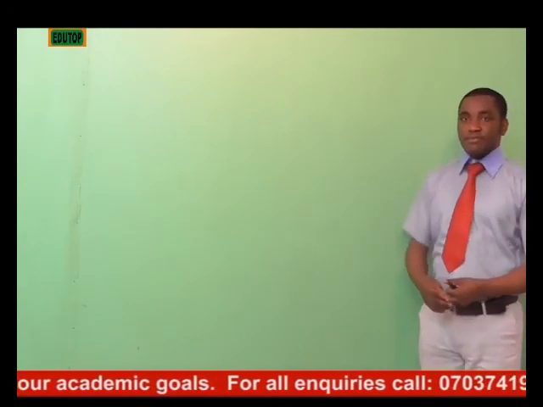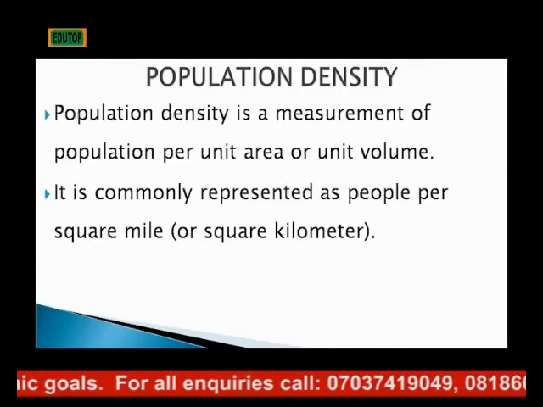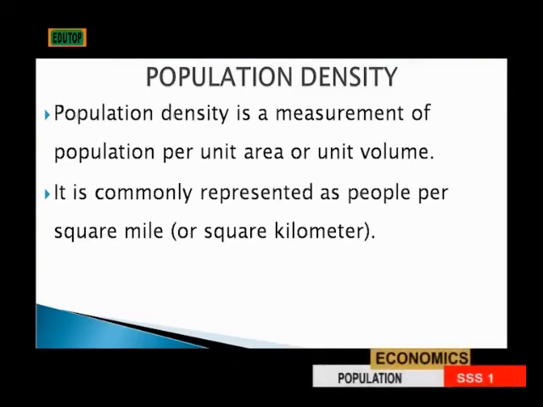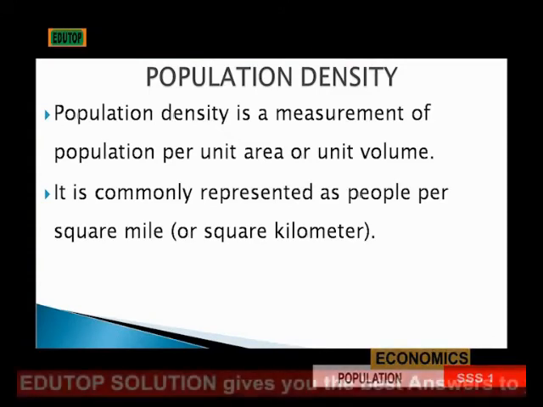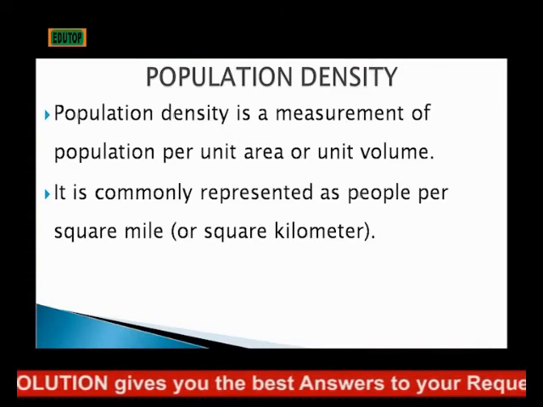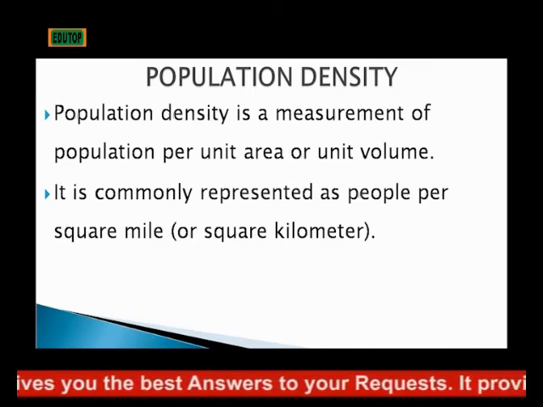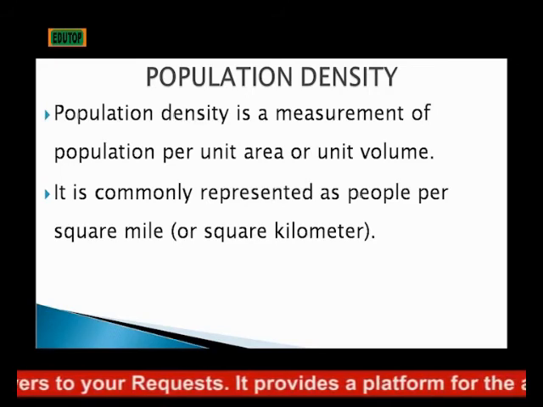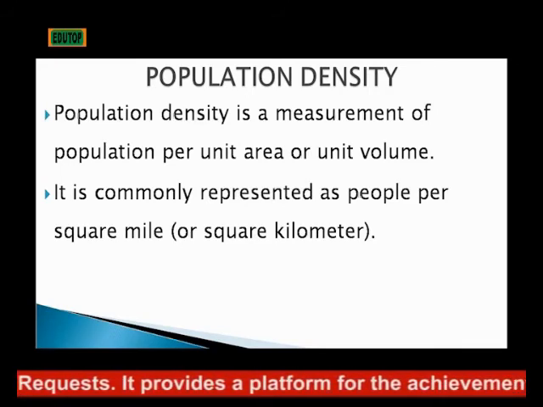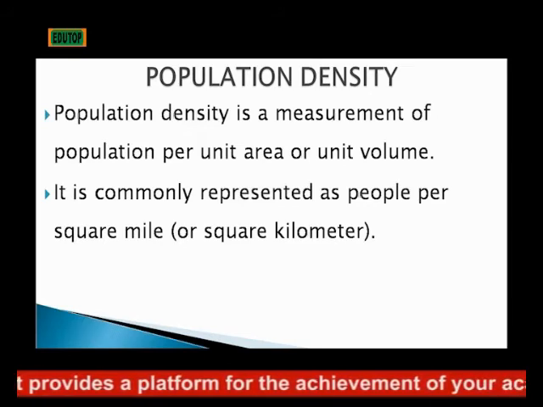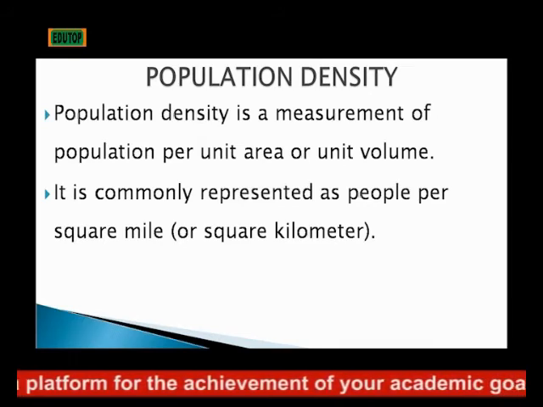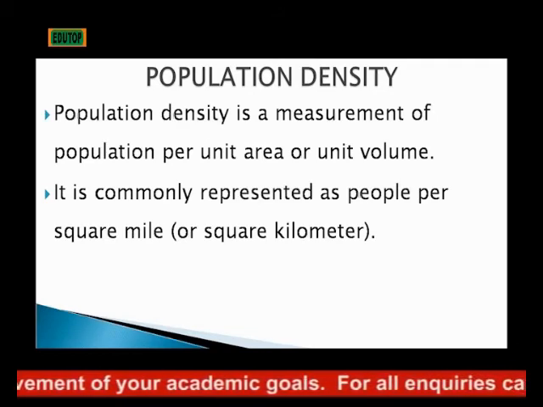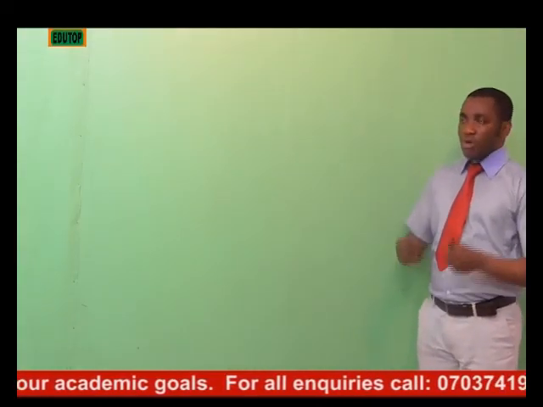Now, population density. When we talk of population density, we are talking of the measurement of population per unit of area or unit of volume. It is commonly represented as people per square mile. That is, how many people are living in a particular unit of farmland or a particular unit of area. How many people are living in a square mile or a square kilometer. And it is usually calculated as total population divided by the land area. That is population density.